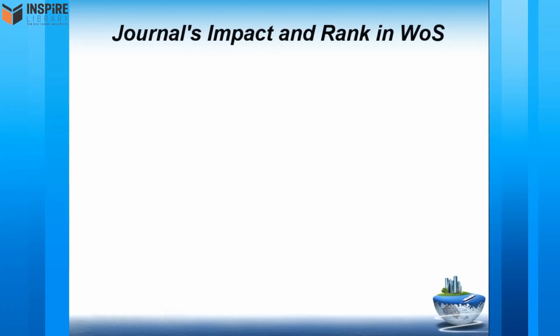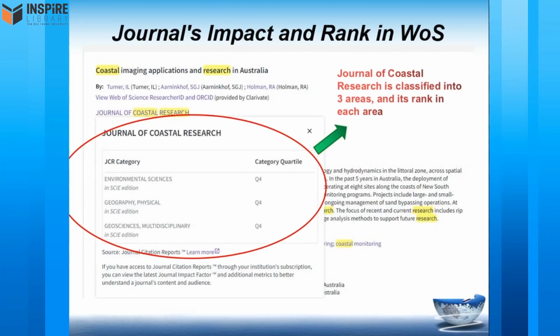You also can get the journal's impact and ranks in Web of Science. For example, I'm viewing the Journal of Coastal Research. This journal is classified into 3 areas, and its rank equals 4 in each area.